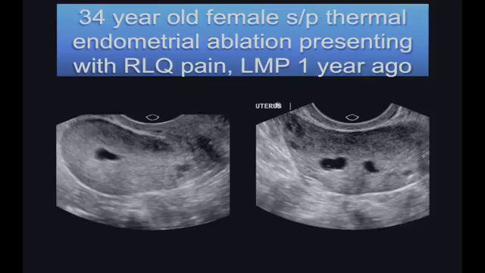Here's another patient, a 34-year-old female, status post-thermal endometrial ablation, presenting with right lower quadrant pain, hasn't had a menstrual period for about a year. And this patient also has fluid collections. On the sagittal view, we can see one of them, and actually on the transverse view, we see that there are two fluid collections associated with the endometrial cavity. So where are these fluid collections, and why are they there?